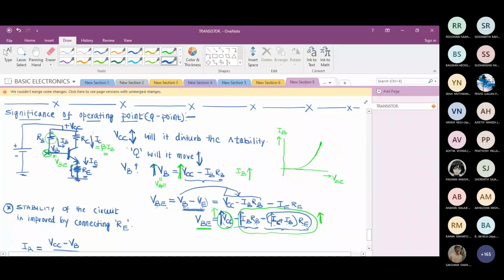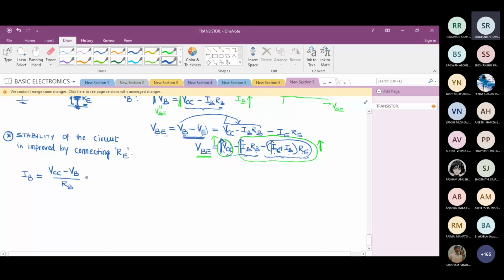Okay, I'll make it very easy. What is the IB current flowing in this? If I connect a resistance RB here, is it the potential difference across this resistance divided by RB? What is the potential difference across the resistance RB? VCC minus VB, divided by RB. That is what I have written here. Is it okay? Can I write VCC minus VB? What is VB? Just look at the circuit.